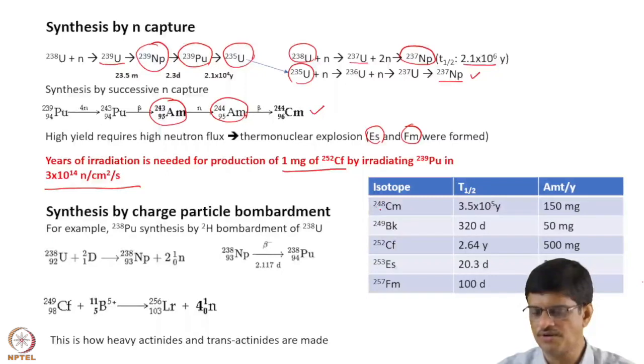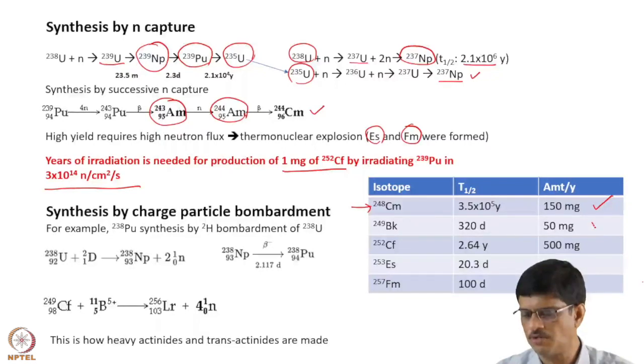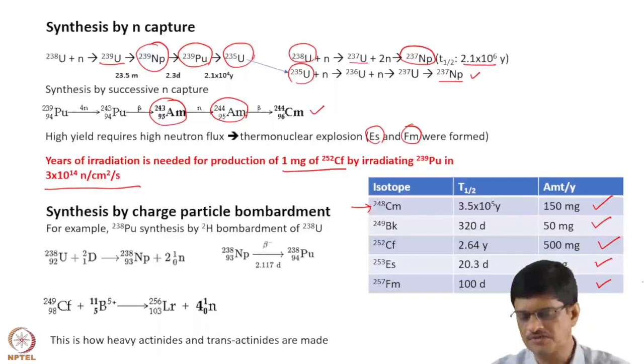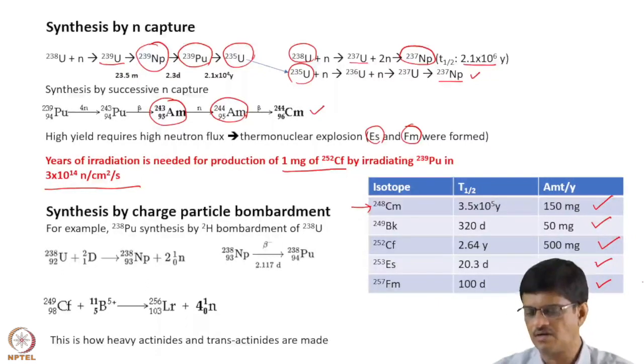I have given here some of the actinides which are produced in a reactor by irradiation. You can see that 150 milligrams of curium-248 is formed, and berkelium-249 is formed only 50 milligrams under the same conditions, californium-252 you get 500 milligrams, einsteinium-253 only 2 milligrams, and fermium-257 only 1 picogram. This is because the reaction cross sections are also less, and also the half-life of these radionuclides, the actinides, is very, very small. So that is how they are decaying also.